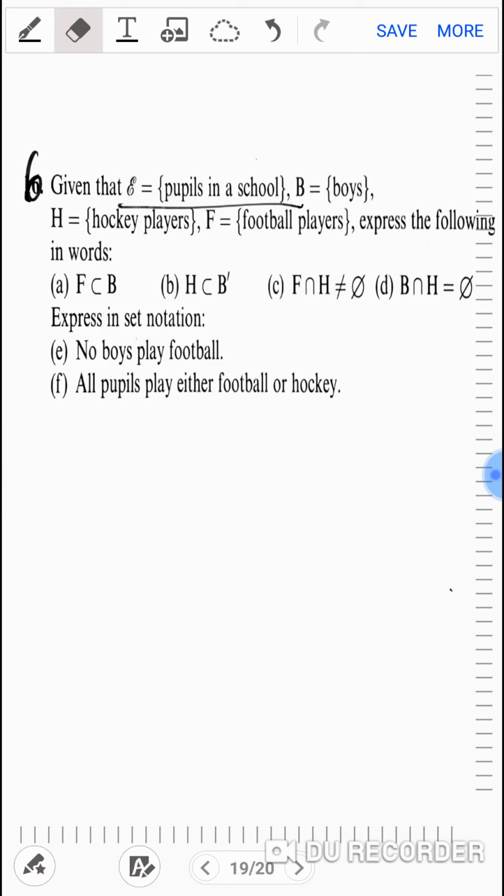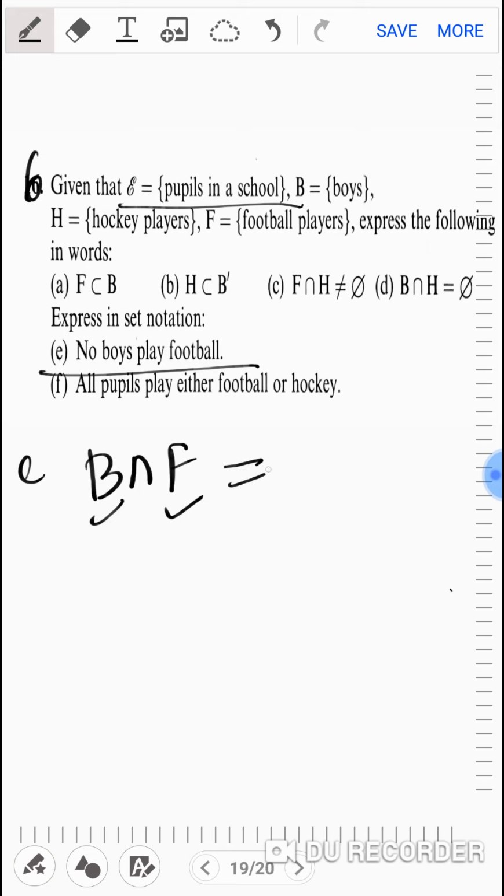Next we have E of this, no boys play football. You have to express in notation. How will you write no boys play football? So there is no common in boys and football, it is equal to null. Getting my point? That means there is nothing common. There is no intersection between boys and football. So you can write B intersection F is equal to null set.